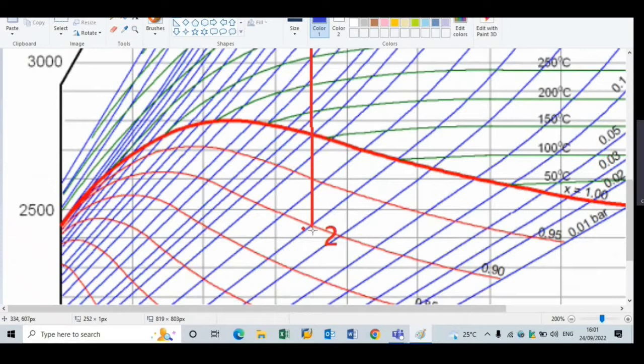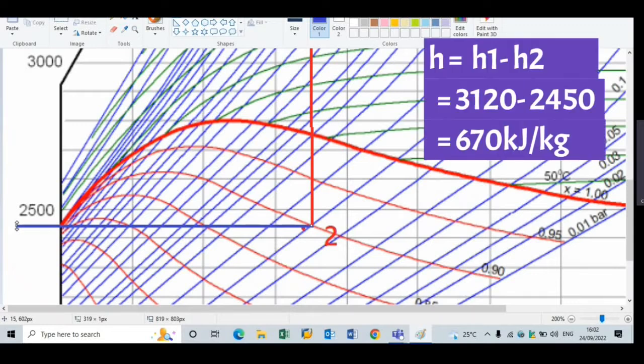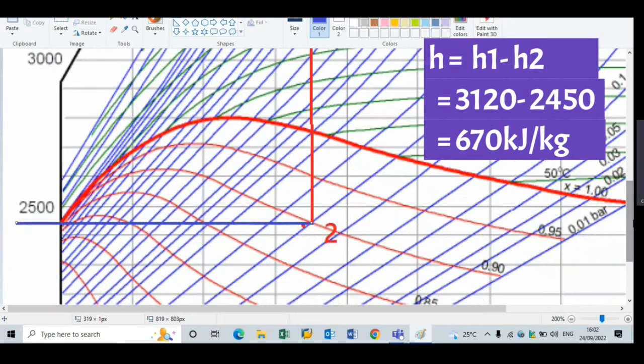In the same way, we will find out the enthalpy at point 2. So we will draw here the straight horizontal line, and what is the value? That is 2450 kilojoule per kilogram. So now how to calculate the enthalpy drop? That means we have to take the difference between these two enthalpies. So H1 minus H2, that is 3120 minus 2450, which is equal to 670, that is 670 kilojoule per kilogram.